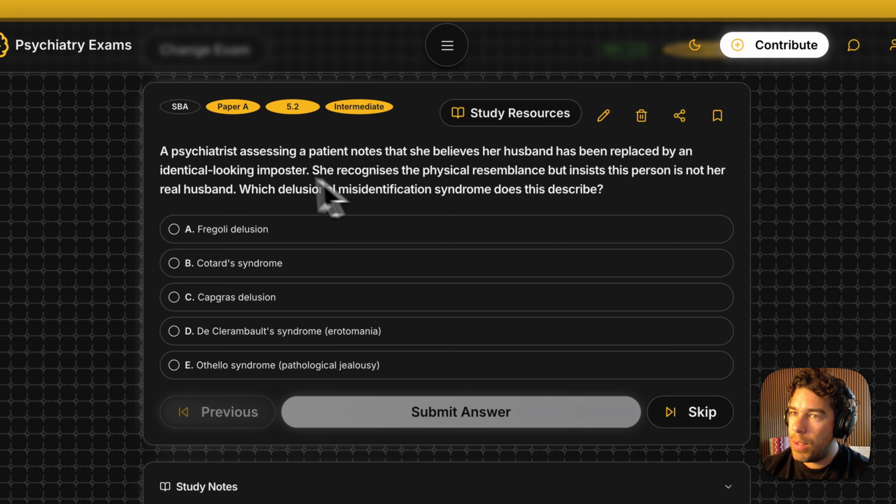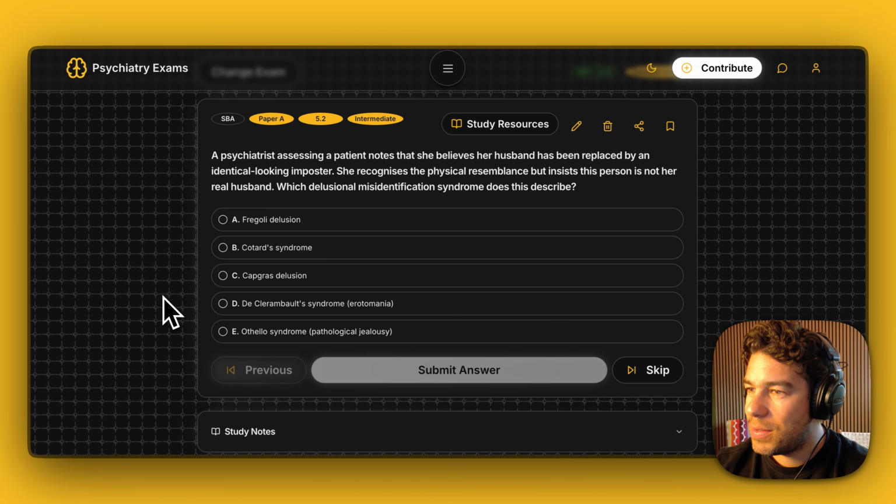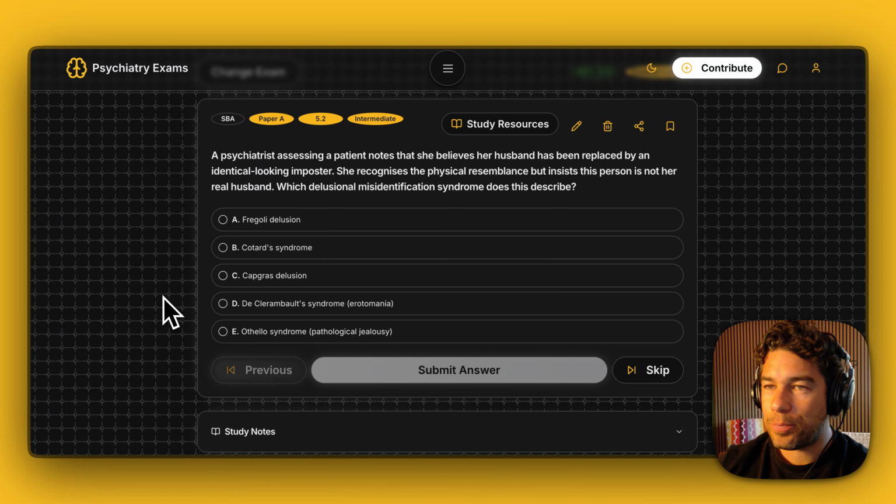So, the 5 options include the Fregoli delusion, Cotard syndrome, Capgras delusion, Clerambault syndrome, and Othello syndrome. So really a tour of sort of media and literature. We will come to why.